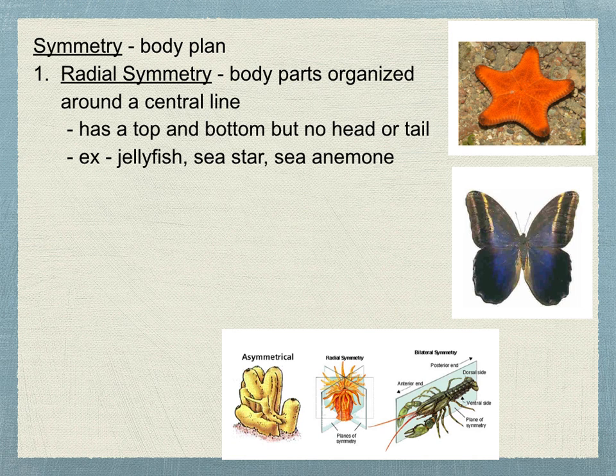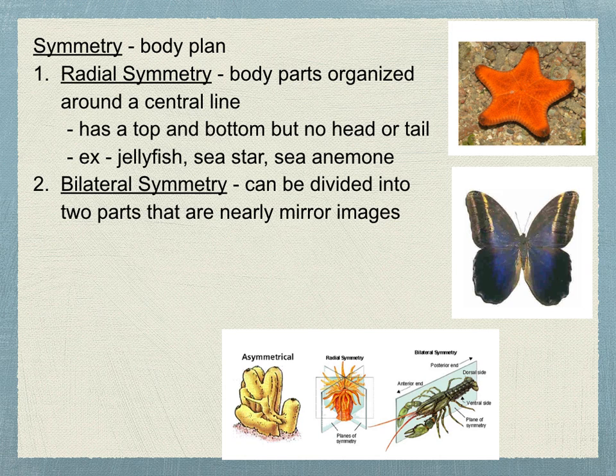The second kind of symmetry is called bilateral symmetry. If something has bilateral symmetry, what that means is that it can be divided into two parts that are nearly mirror images. So like this butterfly. If we split the butterfly right down the center, this half and this half are almost exact mirror images of each other. Same thing with you. If we were to divide you right in half, split you so you had one arm on each side, you would be an almost mirror image. Your right half would mirror image your left half.